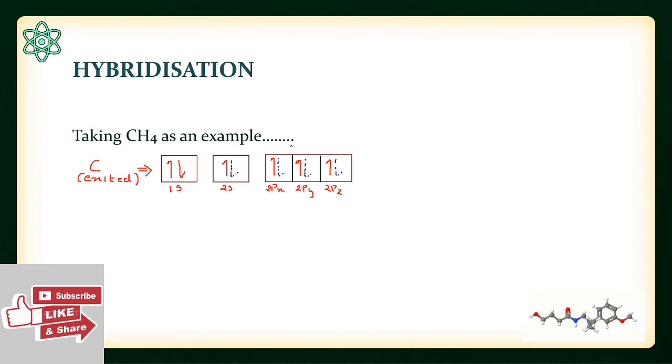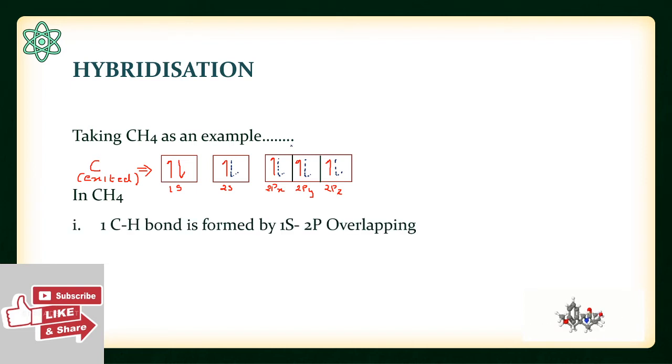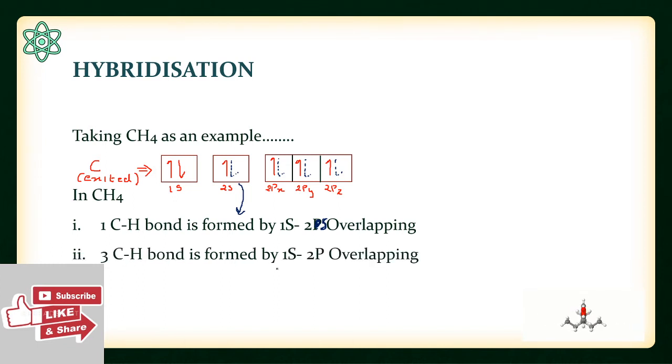Now from this, by observation, we can see that in CH4, one C-H bond is formed by s and s overlapping, that is 1s and 2s overlapping. This has led to the formation of one carbon-hydrogen bond, and three carbon-hydrogen bonds have been formed by 1s-2p overlapping. So in CH4 there are four bonds.